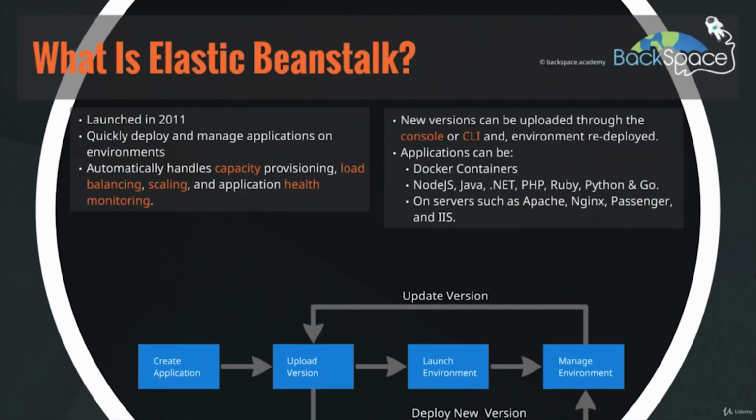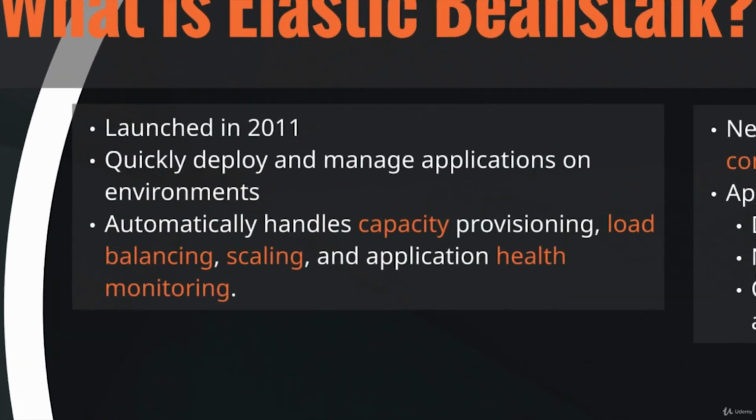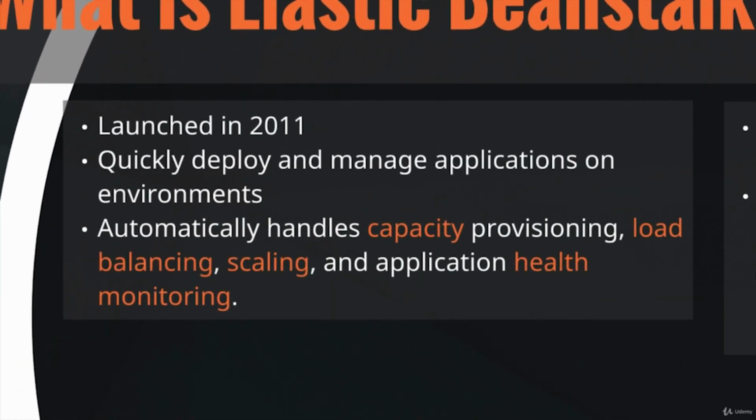Elastic Beanstalk, it's been around for quite some time, was first launched in 2011. It allows you to quickly deploy and manage applications on environments, and those environments are launched for you without you having to worry about how it all works. It'll automatically handle capacity provisioning. It'll launch a load balancer for you if you need that. It'll auto scale for you, and it can also implement health monitoring so that if one of these instances that are launched becomes unhealthy, it can replace those automatically for you.